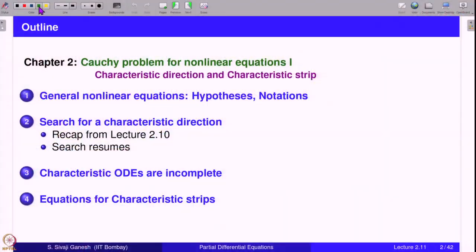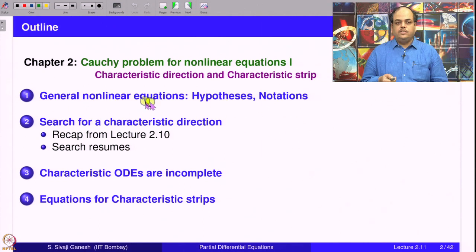The outline for this lecture is, first we recall once again the hypotheses and notations involved in general nonlinear equations. In the last lecture we started our search for a characteristic direction, and we were not yet successful. Today the search resumes and we will find a characteristic direction for the general nonlinear equation. The resulting characteristic ODEs are incomplete, as we are going to see, and therefore we need to extend the system of characteristic ODEs to a new system, which is the system of equations for characteristic strips.